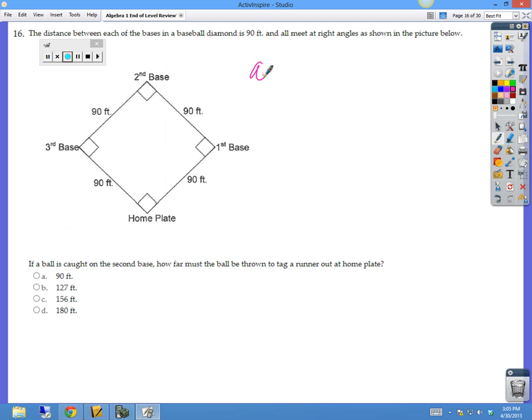Alright, so this one's a Pythagorean Theorem. A squared plus b squared is c squared. And they want to figure out the distance from second to home. So you got to look at this 90-degree triangle. And that's A, that's B, that is your C. Your hypotenuse is opposite that 90 degree.